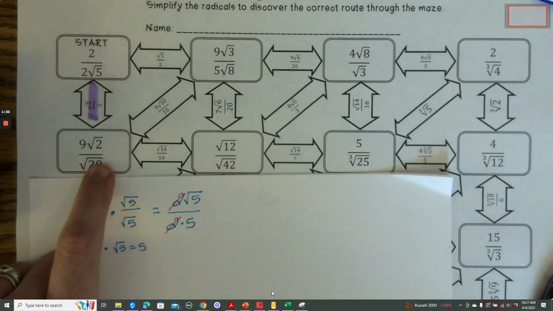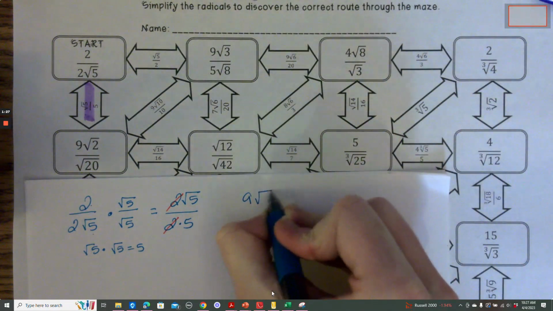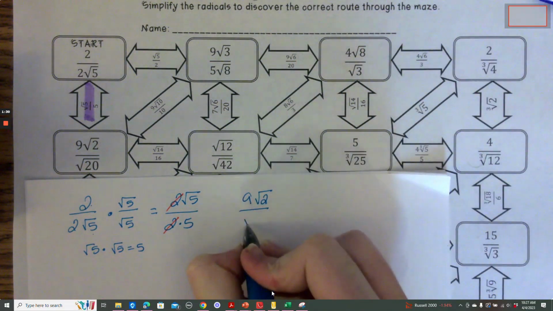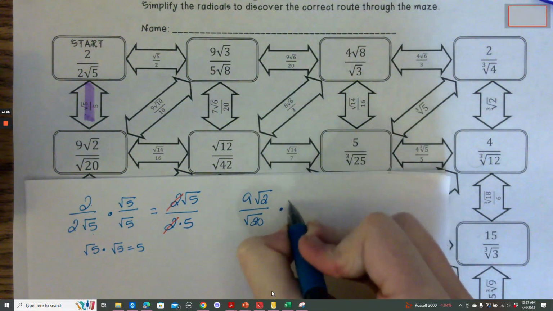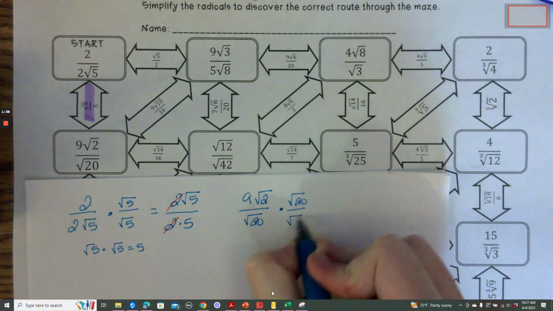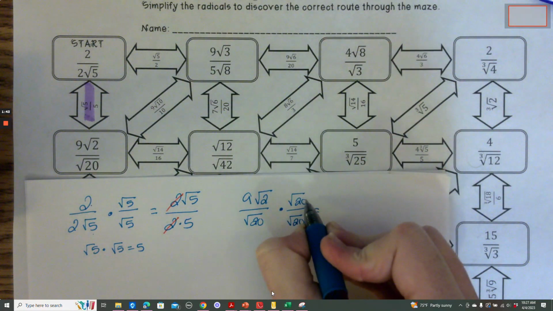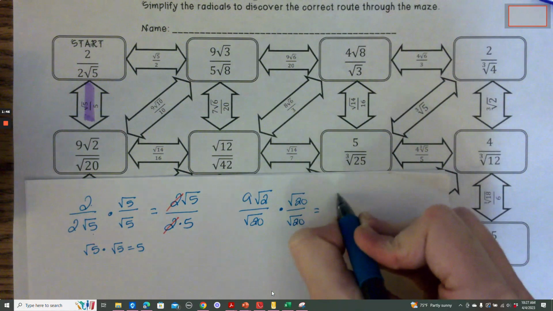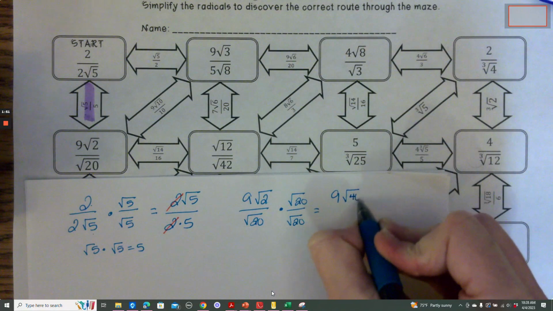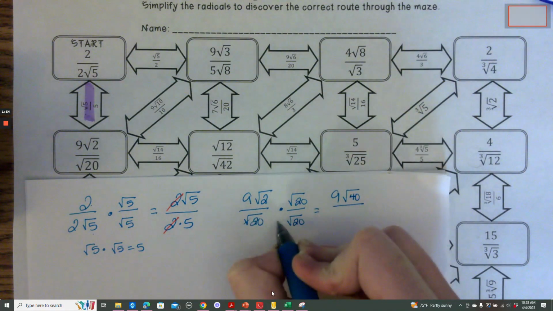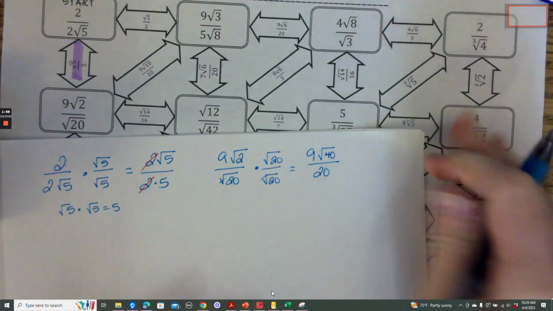So let's do another one that's just a square root. 9 times the square root of 2 over the square root of 20. You can have a radical on the top. It's the one on the bottom that's got to go. We multiply those two square roots. So 2 times 20 is 40, and then these radicals will cancel. Square root of 40 though.